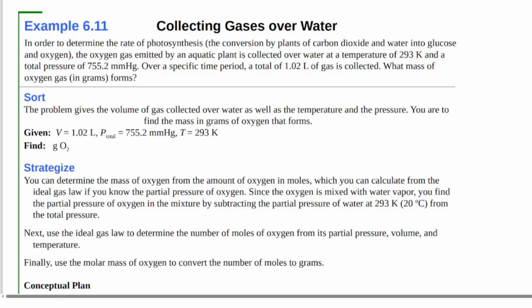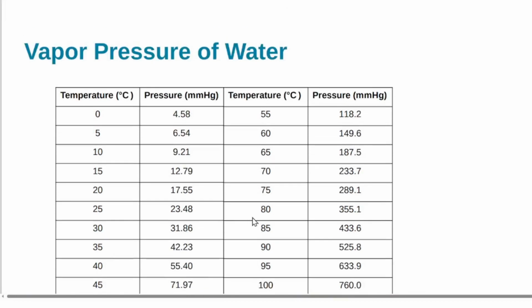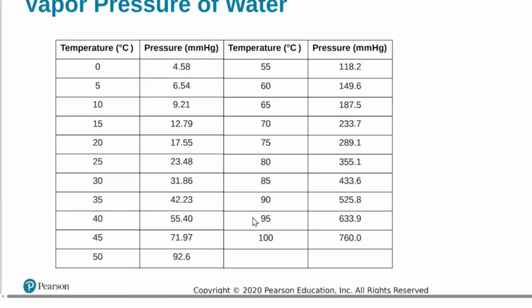In the next problem, we'll cover collecting gases over water. Remember that when you collect a gas over water, you have to account for the partial pressure of the water. And the partial pressure of the water is determined by the temperature. So you need to use a chart like this, which gives you the vapor pressure of water at specific temperatures.